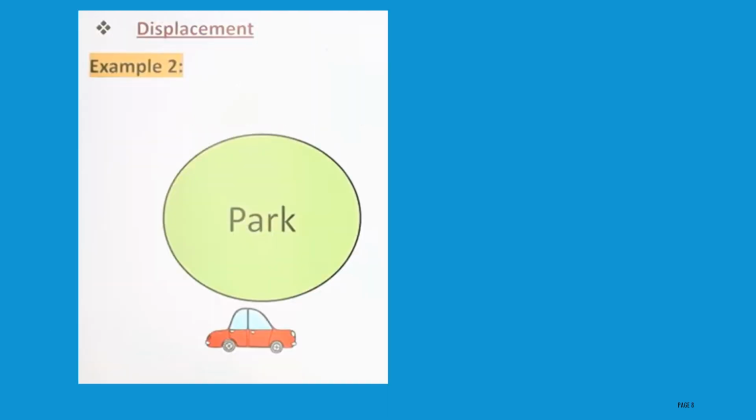Another important thing in this example: displacement may be 0. If the car started its journey here, then travels a full circle and reaches the same point, if the initial position and final position of the car are the same, in that case displacement may be 0. Only the displacement may be 0 for some cases, but the distance traveled may not be 0.